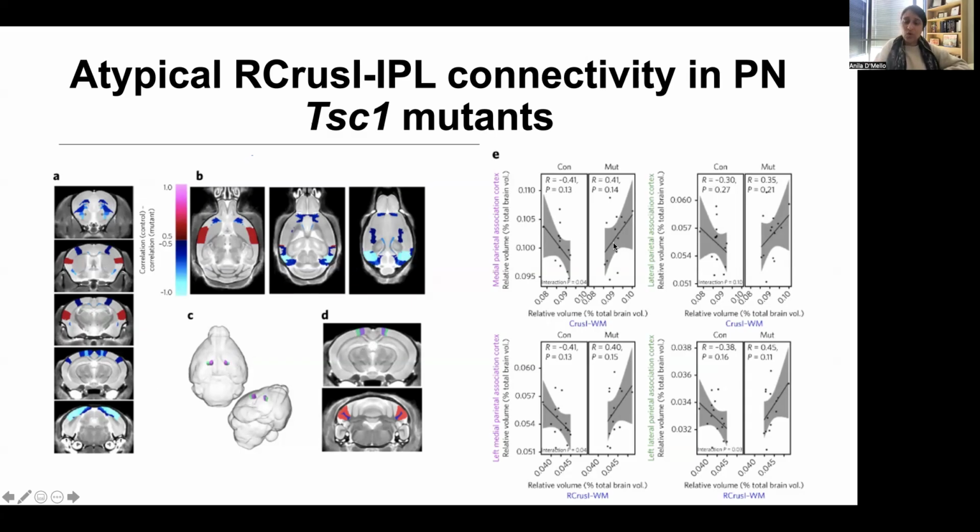And when you quantify, for example, the structural correlations between the structure of CRUS1 and the structure of these lateral or medial parietal regions, you see that in the control you get a negative correlation, and in the mutant, something shifts. So reduced CRUS1 is associated with increased volume in the medial parietal lobe. But this is very bilateral, not necessarily just the right side. I think it was stronger in right CRUS1, but quite bilateral. Okay.